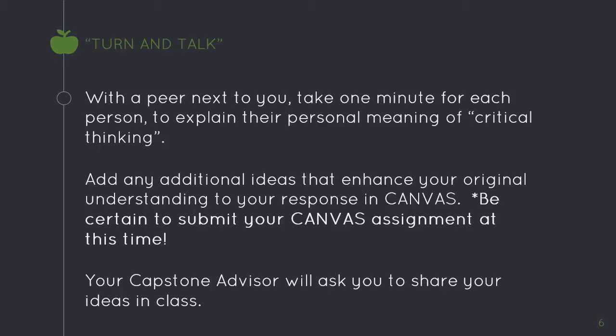Now that you've entered your ideas into the Canvas assignment, you will want to take part in a turn and talk. With a peer next to you, you will take 1 minute for each of you to explain your personal meaning for critical thinking. During this conversation, you should add any additional ideas that enhance your original understanding of critical thinking to the response you currently have in the Canvas assignment. By the time you finish, you want to be certain to submit your Canvas assignment before you move on.